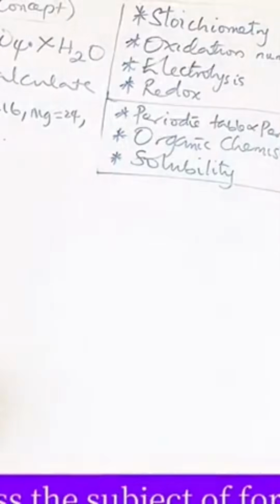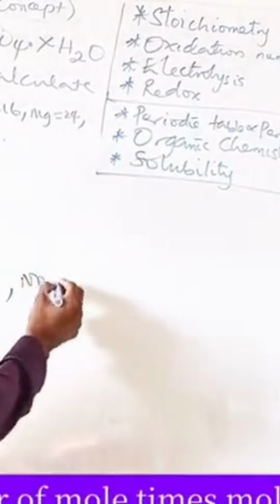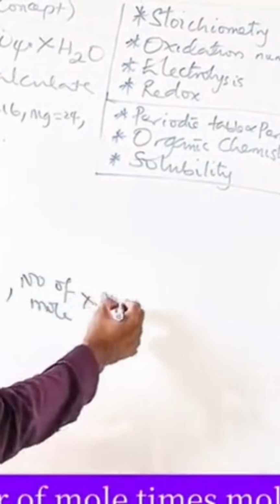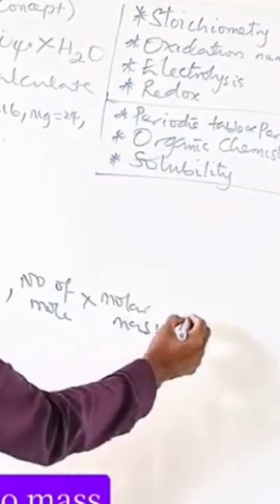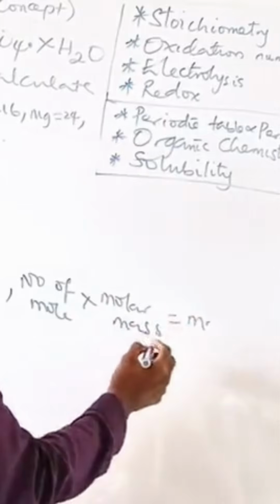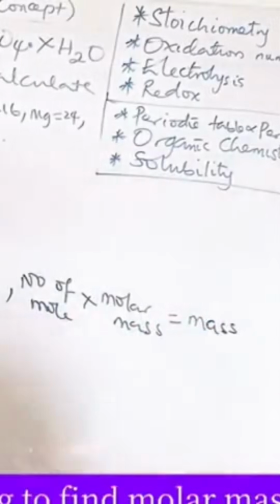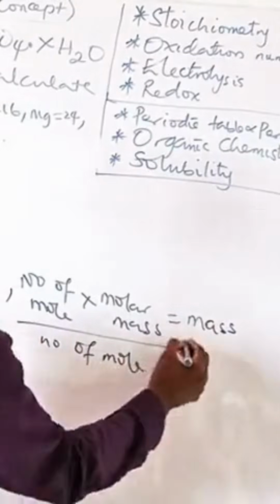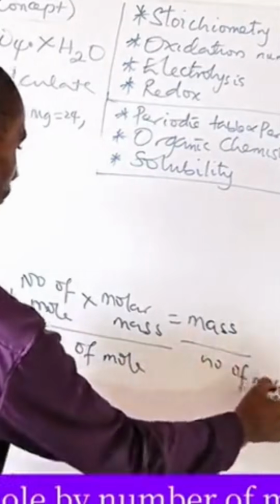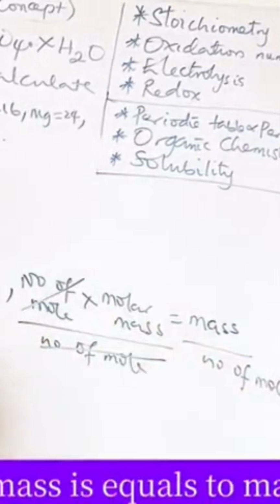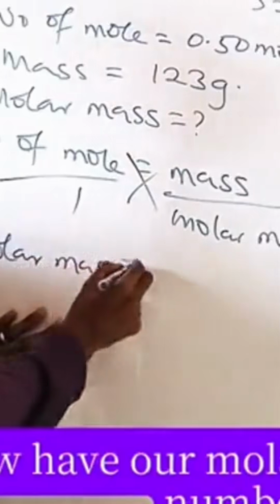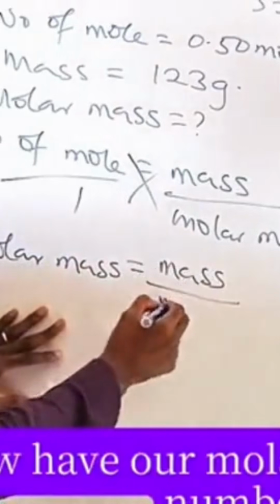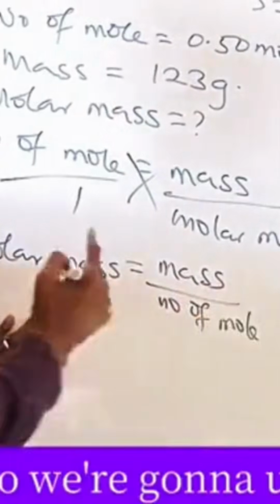Now, let's solve this. How do we make molar mass the subject of the formula? This is over 1, you cross multiply. So we're going to have number of mole times molar mass equals mass. Remember, we're trying to find molar mass. So you divide both sides by number of mole. If I divide number of mole by number of mole, then we now have molar mass equals mass over number of mole. So we're going to use this to solve now.